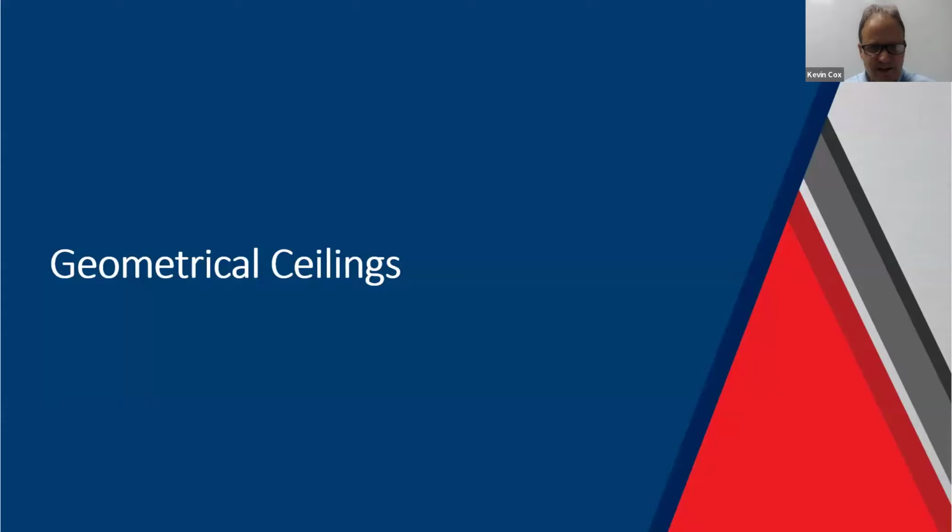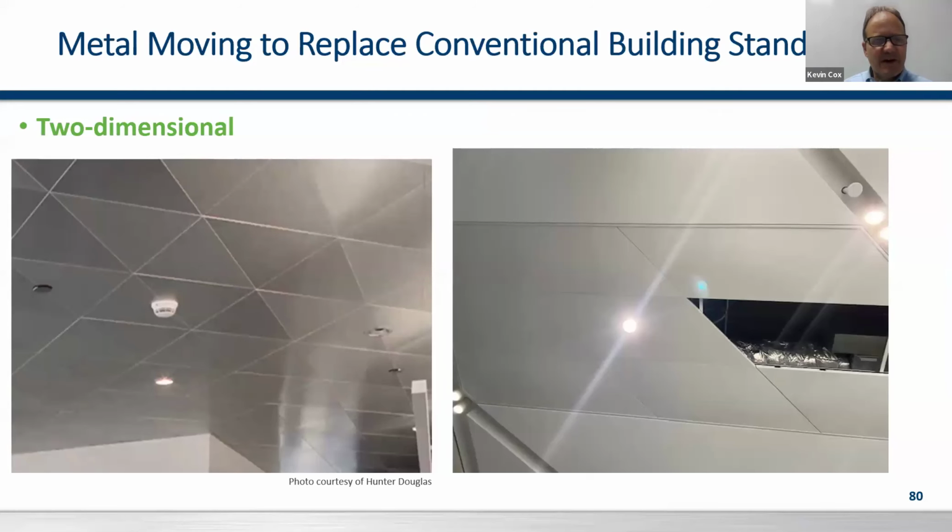Geometrical ceilings. When we look at metals, we can take things that used to have to be square and rectangular and really push the bounds. Like the triangles you see above on the left there, trapezoids, hexagons, even parallelograms like you see on the right there. That's the terrace building in Southern California. They needed egress into some of those areas, but all the ceilings were angled. So they created parallelograms into a torsion spring system.